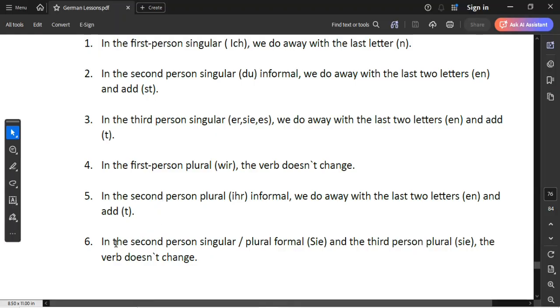Then rule number 6, in the second person singular and plural, but now it is the formal, that is Sie. And remember this Sie starts with a capital S. And the third person plural, that is sie, which means they, the verb does not change. So this rule is the same as rule number 4. In the first person plural, wir, the verb does not change. So wir and sie share the same rule. And er, sie, es, and ihr share the same rule.